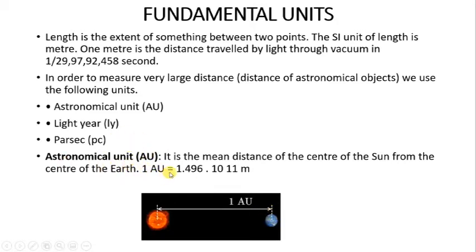So one astronomical unit is equal to 1.496 into 10 to the power 11 meter. Sorry, 1.496 into 10 to the power 11 meter.